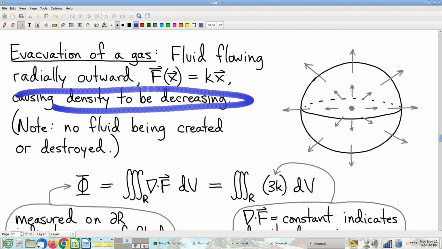Here, density is changing. I've got a certain amount of gas, that's it. There's a finite amount of gas, and as it expands, that means there's less and less gas per unit volume that remains in there. This is also just a kind of a physics thing.